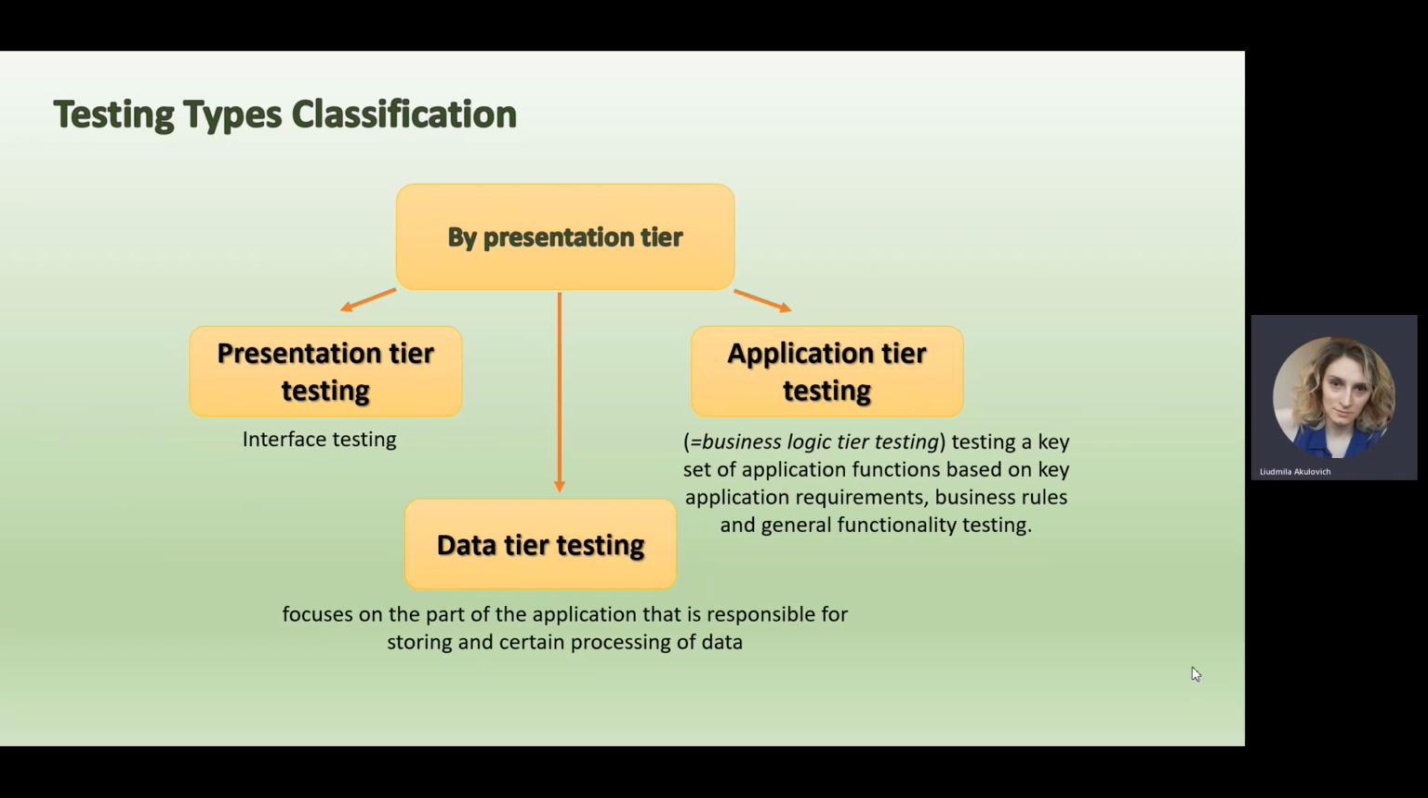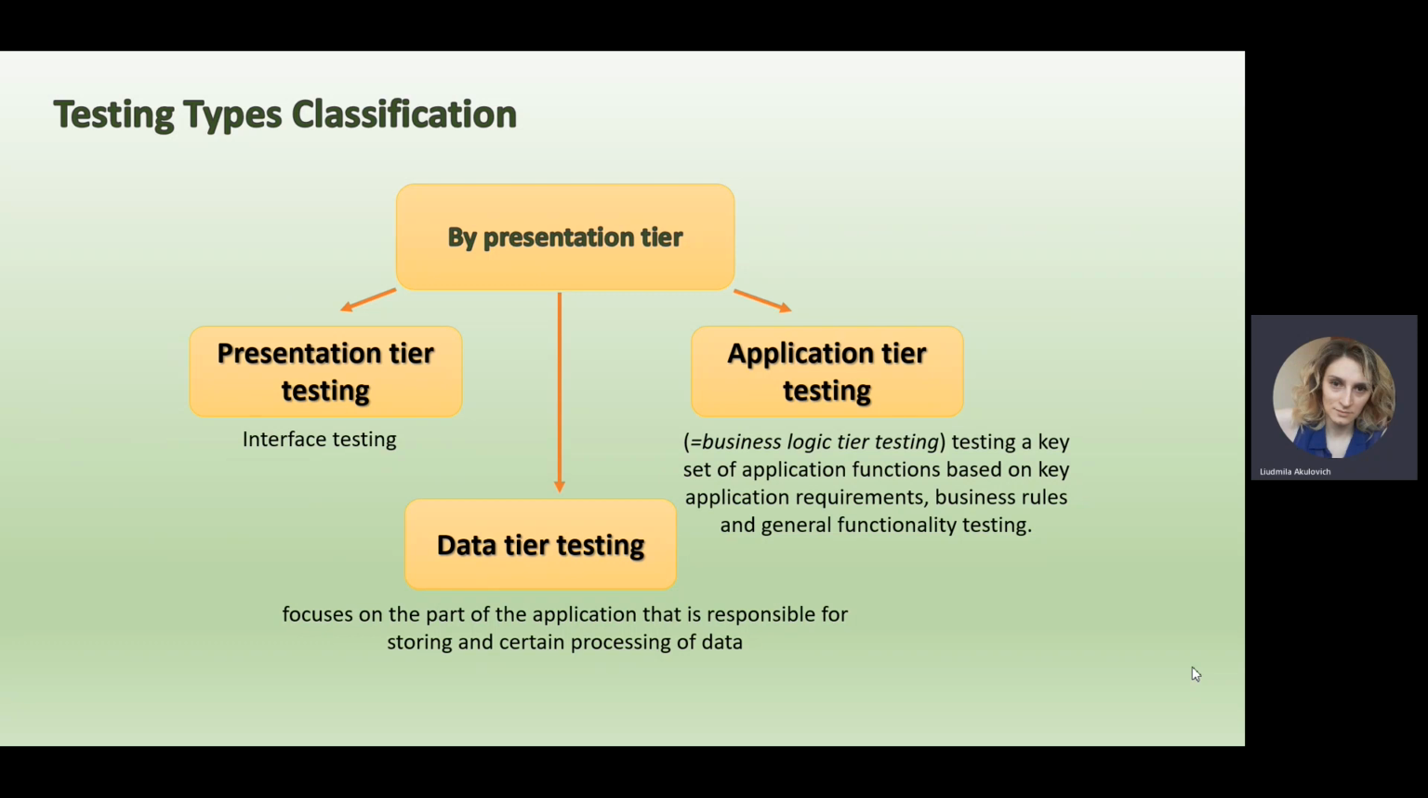One more testing types classification is by presentation tier. Here we've got three tiers, and a synonym for the word tier is layers, like layers of your application. If we are talking about presentation tier testing, this is the external layer of your application, and it is mostly interface testing. It focuses on the parts of the application which are responsible for the interaction with the outer world, with users, with other applications maybe, and so on.